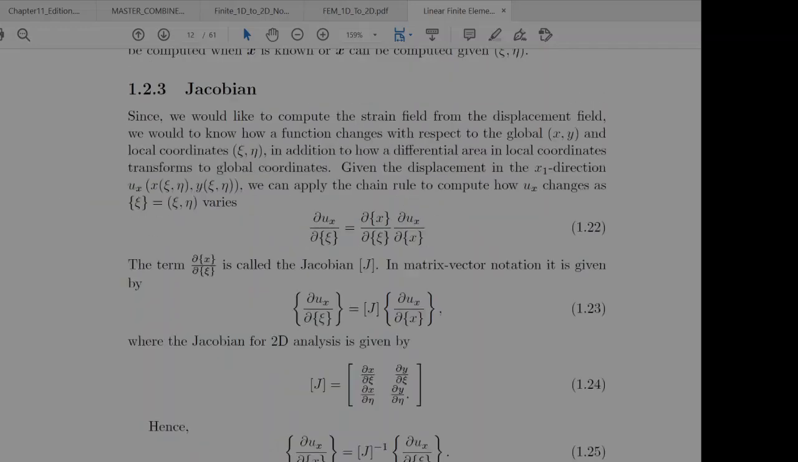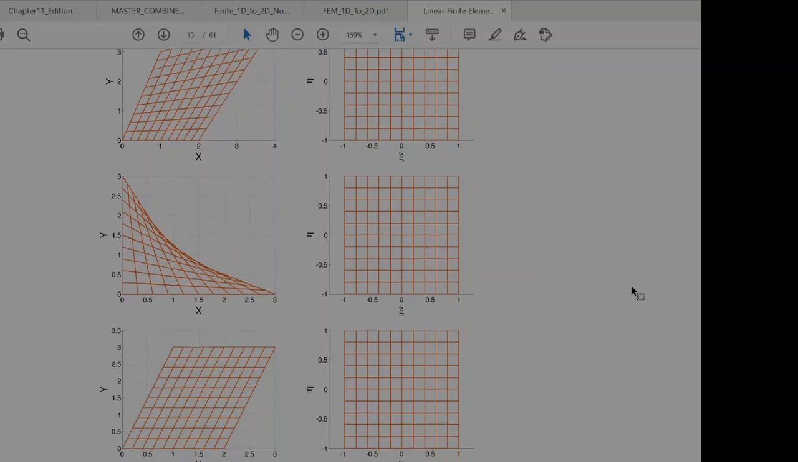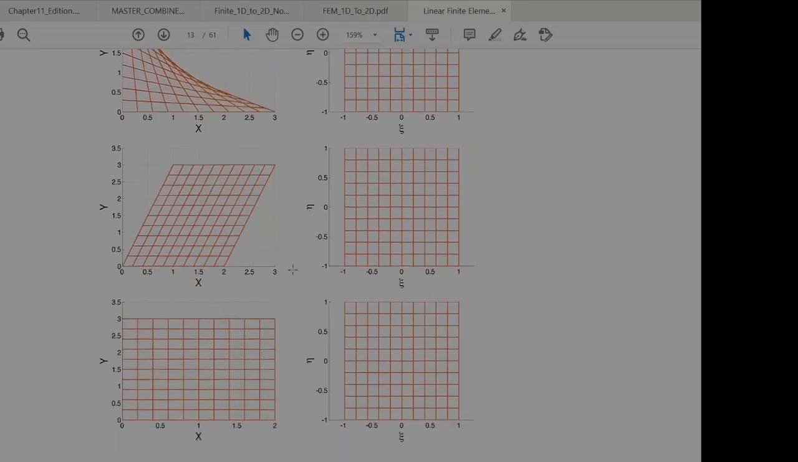This is essentially extending the idea of the Jacobian a bit more formally. You can see what happens with different geometrical element configurations, like here and here. If I take a step anywhere in the x direction, these blocks are always going to be the same distance, and the same for the y. So this is going to result in a constant Jacobian. This is also going to be a constant Jacobian.